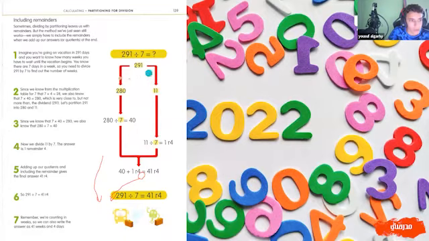Why? Okay, so we have 7 times 4. We know that 7 times 4 is 28. Okay, and we also know that 7 times 40 is 280. So 28, and then add a 0 to the right. And 291 minus 280 equals 11. Okay, so there's an 11 difference.